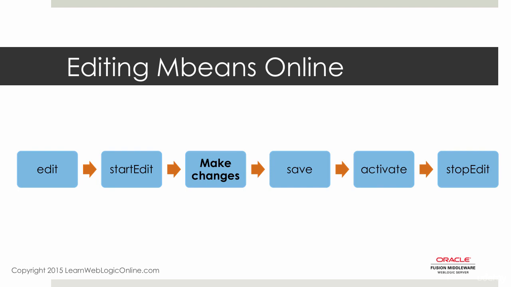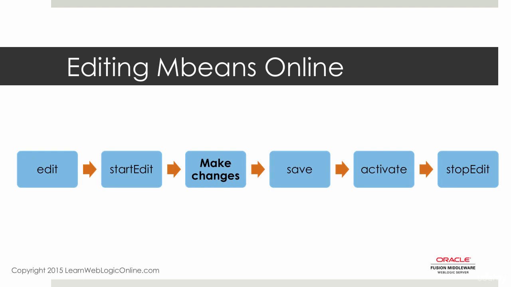So let's talk about editing MBeans in an online mode. And this is the most common. You'll primarily be in an online mode connected to an admin server when you're editing a domain. And there's a process here that you need to follow in order to make changes to a domain. We really haven't touched on this in the lab since we are mostly working in development mode. When you're in production mode, you have to follow a very strict process for making changes to a domain.